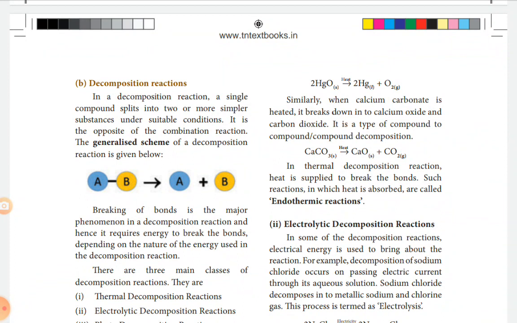And based on the energy observation, because decomposition requires absorption of energy, there are three types of decomposition. Thermal decomposition, heat energy is absorbed for the decomposition. Electrolytic decomposition, electrical energy is used for decomposition. Photo decomposition, light energy from the sun is used for the decomposition of the compound.